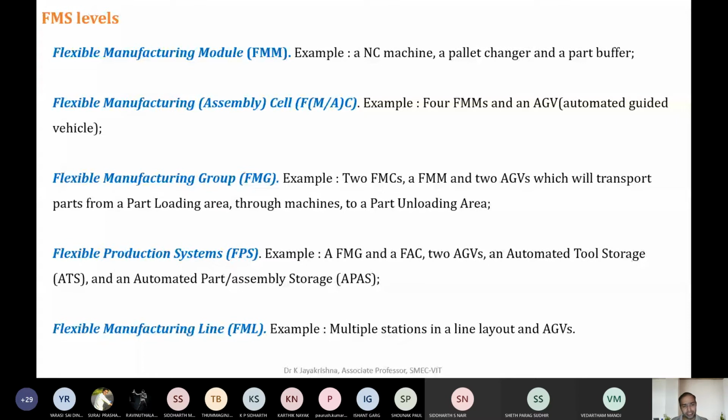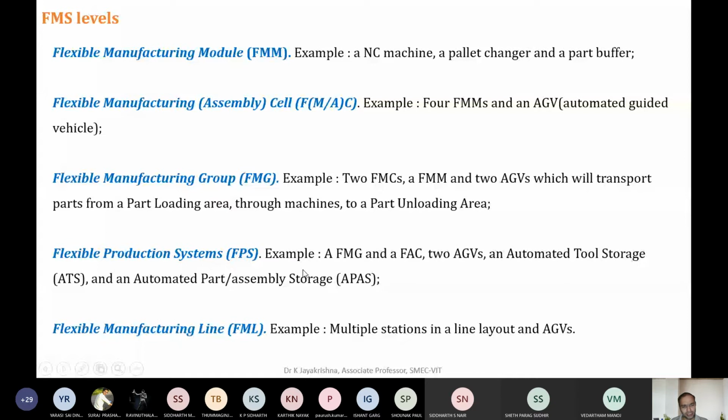What is a flexible manufacturing group? When you have two flexible manufacturing cells, or one flexible manufacturing module, and two AGVs to load and unload the machines in your shop floor, we call them a flexible manufacturing group.